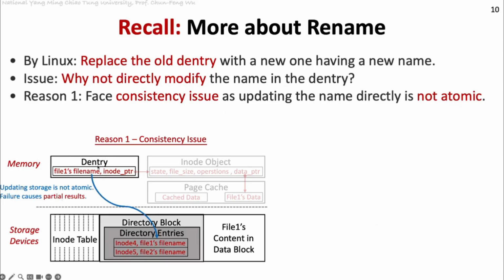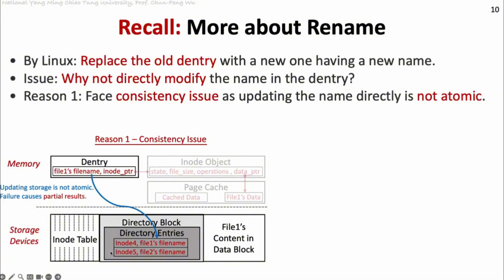So for example, if the file name in the dentry is going from A to Z, for example, there are 26 alphabets from A to Z, okay? But when you are writing back to the directory entries, maybe the system writes A, B, C, D, and then there's a crash. At this moment, the directory entries will only keep A to D, not A to Z.